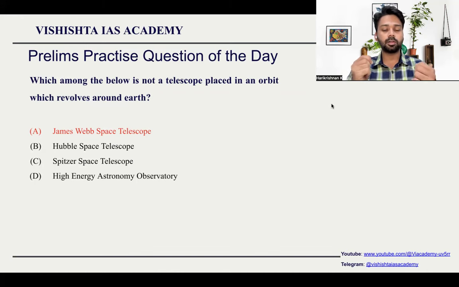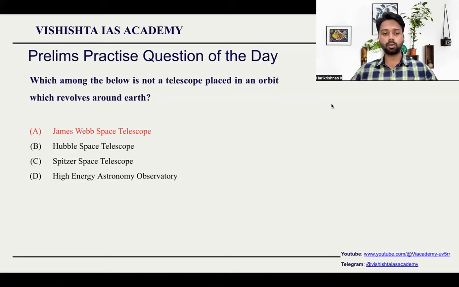Telescopes are used from the surface of the Earth. Sometimes they are placed on orbits around the Earth. Sometimes they are placed on an orbit around the sun or around the moon or around any planetary body. So we need to know the difference. Here, four options are provided.